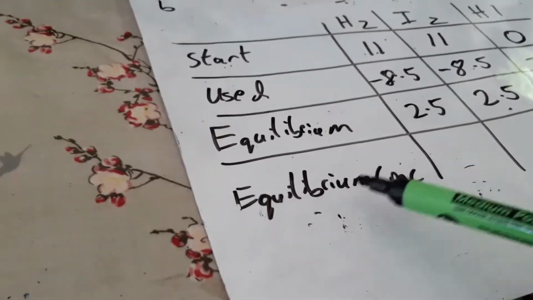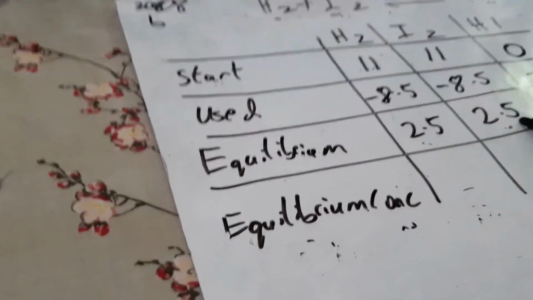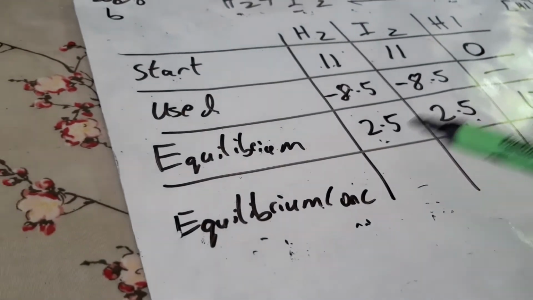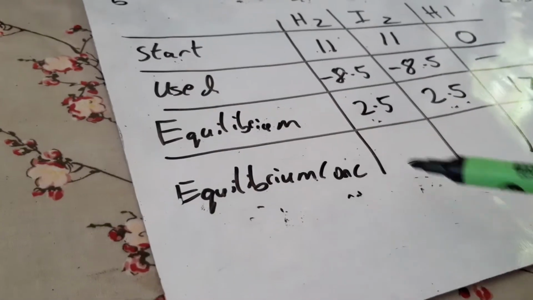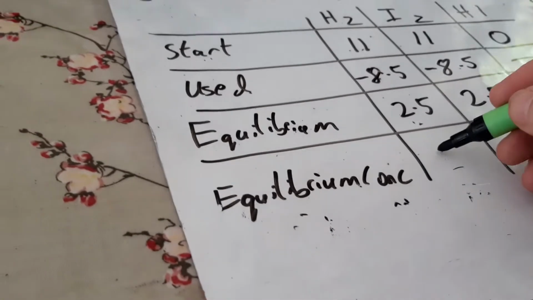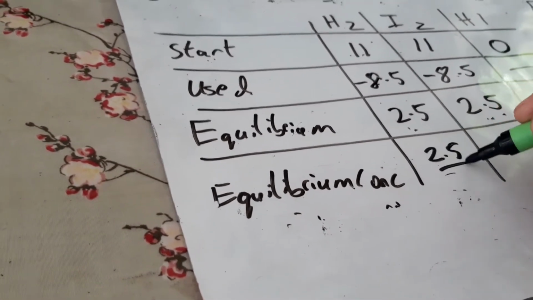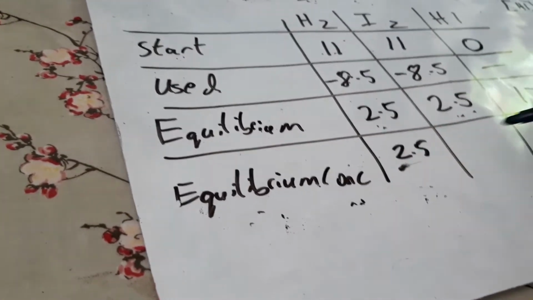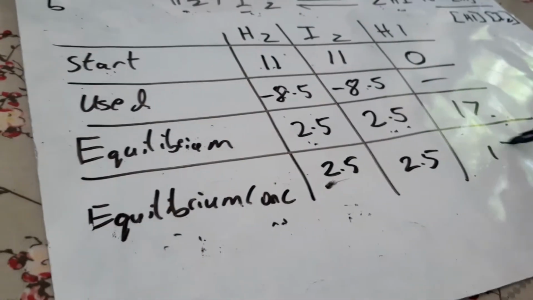So actually there's no change here. We can assume that the concentration is the amount of moles. I'm going to do a more complicated one later and you can see where we have to adjust for this. But basically these numbers are going to be the same because we're dividing everything by 1. So we don't need to write anything there other than 2.5, 2.5 and 17.